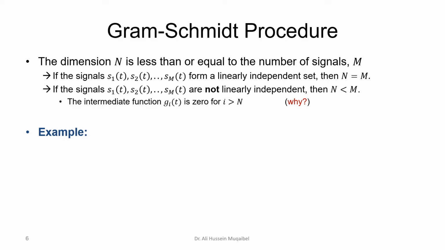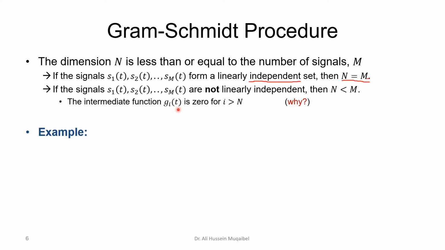Remember that the dimension n is less than or equal to the number of signals m. N is the dimension, the number of bases, and m is the number of signals. So if all the signals are linearly independent, which means we cannot represent one with the others, they are not related. In that case, n would equal m. But in general, if they are not linearly independent, we get n less than m, because some of them would be related.